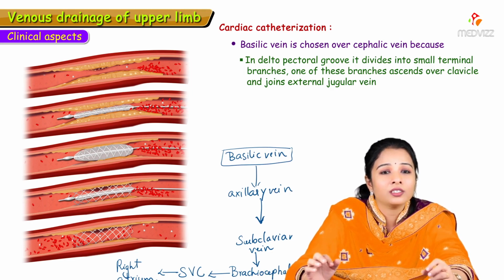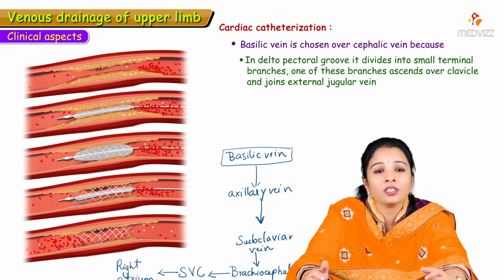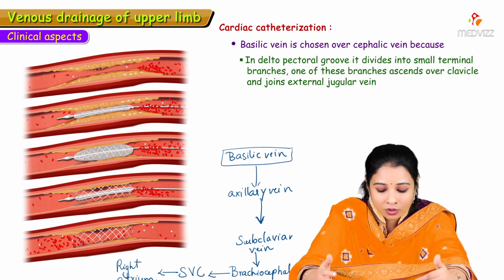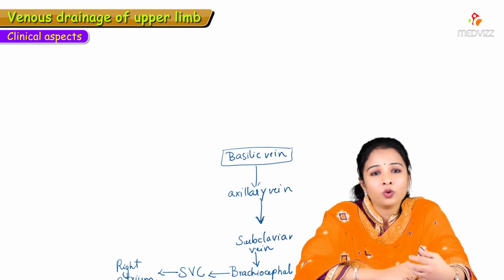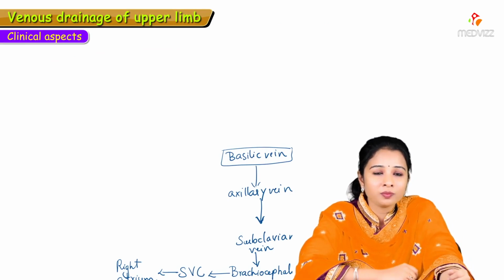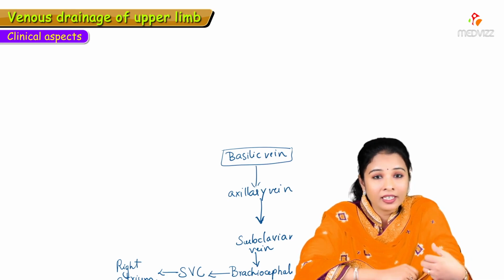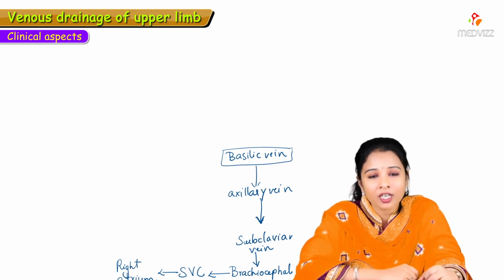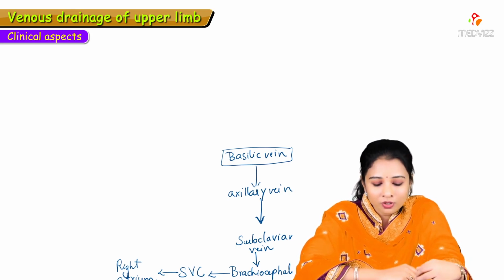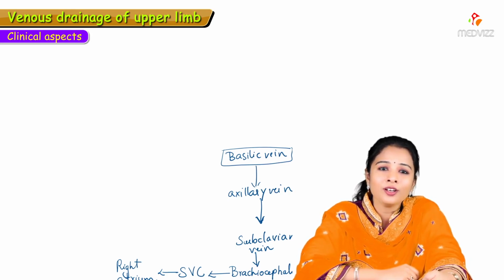Okay. So these are the important reasons for cardiac catheterization: why we choose the basilic vein and why not the cephalic vein. So this completes most of the important clinical aspects of the basilic vein, cephalic vein and median cubital vein. All these we completed in this. So I hope this topic is quite interesting to you all. Thank you.